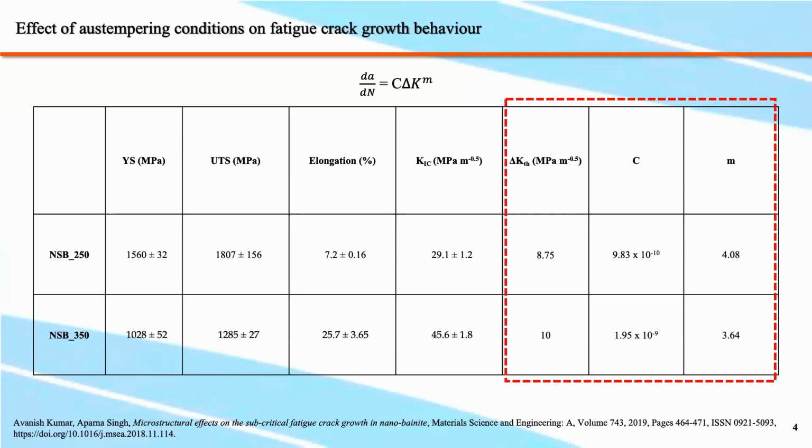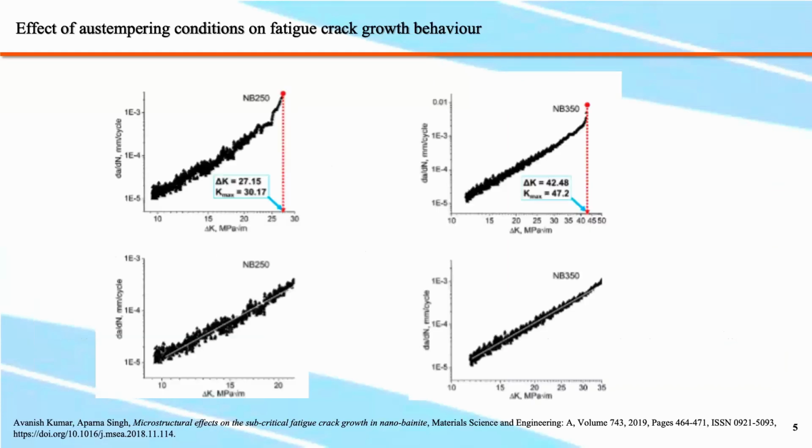But what we are concerned with in this study has been marked in this block. So for the fatigue crack growth behavior, what my co-authors have done was they measured the delta K threshold, or the threshold stress intensity value, using a decreasing load test, and they then plotted the region 2, or the stable crack growth regime, which is also known as the Paris law regime.